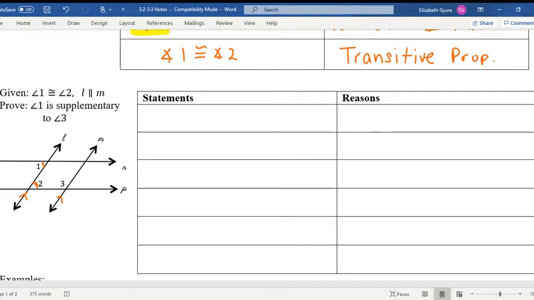So somehow we're going to need to introduce angle 3 into our proof and figure out a way to tie it to angle 1. Now, we were already given one set of congruent angles, right? 1 and 2. Those are alternate interior angles. Those are provided to us. But what was the point of it telling us that lines L and M are parallel? What would maybe be the point behind that? If you look up above at your theorems, why is that maybe helpful, Logan?